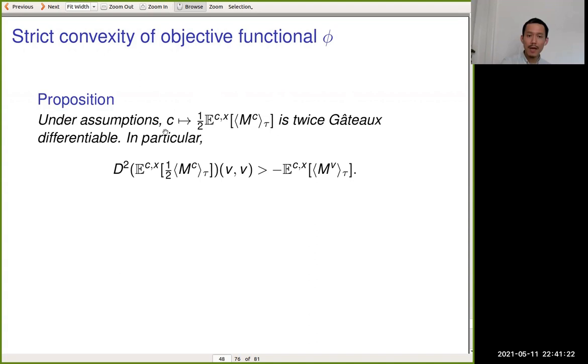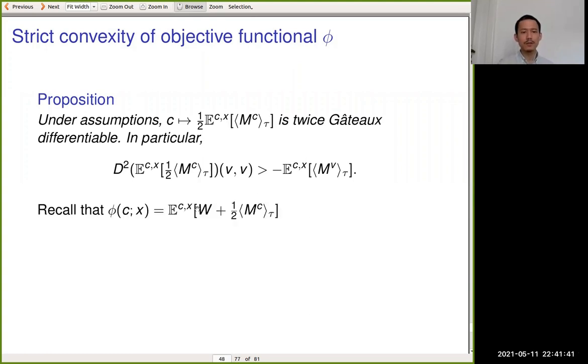But you can show that this map is also twice Gateaux differentiable. And you can actually have a lower bound on the second Gateaux derivative evaluated at the same argument V and V. Why do we consider this? Because as you recall, this is relevant for the second derivative test of convexity.